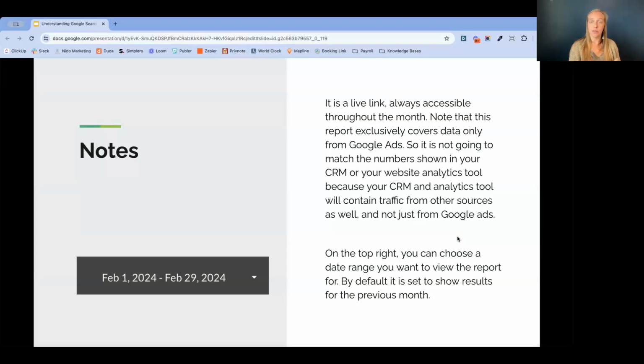These reports exclusively cover data only from Google Ads. So we're not looking at your CRM. We're not looking at your Google Analytics. These reports are just for your Google Ads. In the top right corner, you can choose a date range that you want to view the report for. It's always defaulted to show results for the previous month. So if this was the March report that was just sent out on March 15th, you're going to see your date range is February 1st through February 29th.